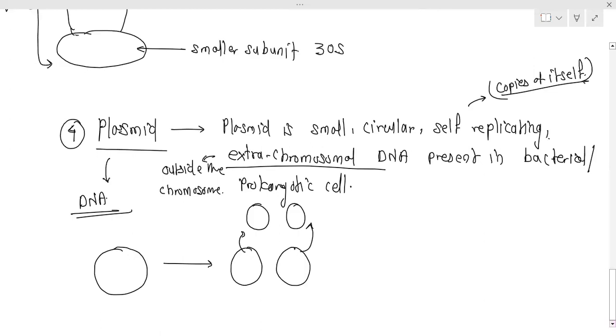And remember, Vaibhavi, only and only bacteria can maintain this. In our body, we don't have any plasmid inside our cells. I don't have the ability to maintain it, but bacteria have that. And why do bacteria need plasmid? What do they do with plasmid?